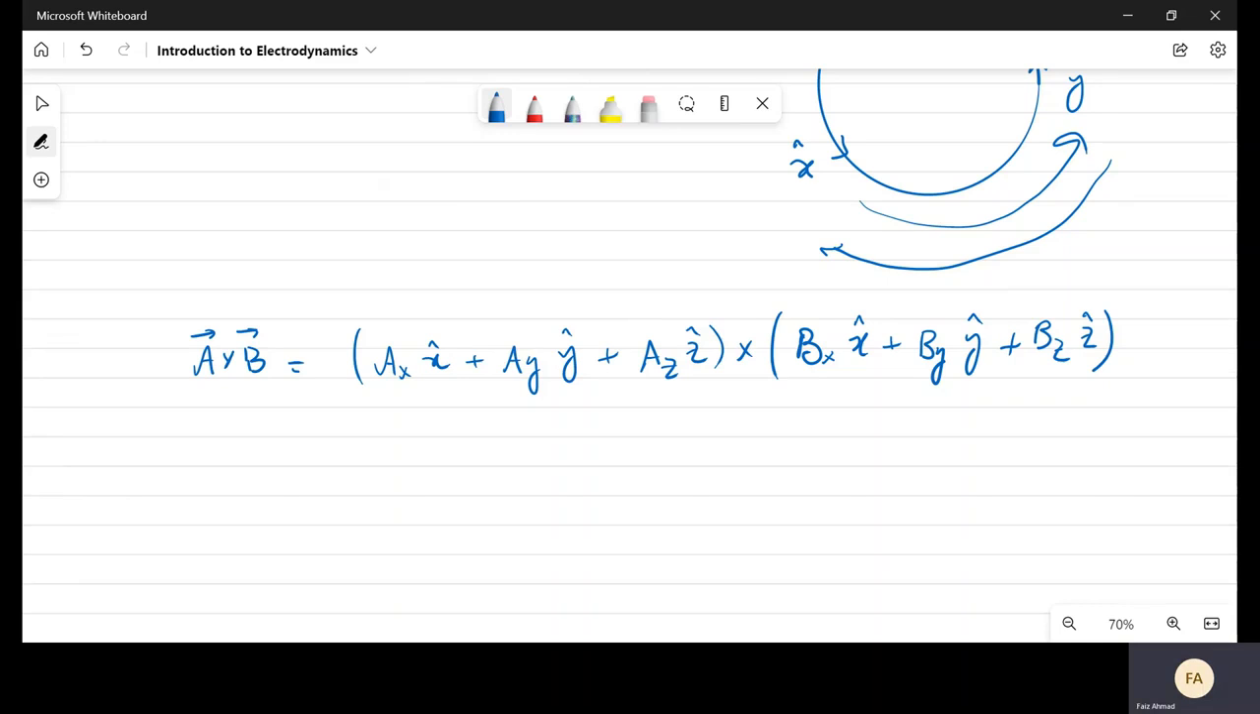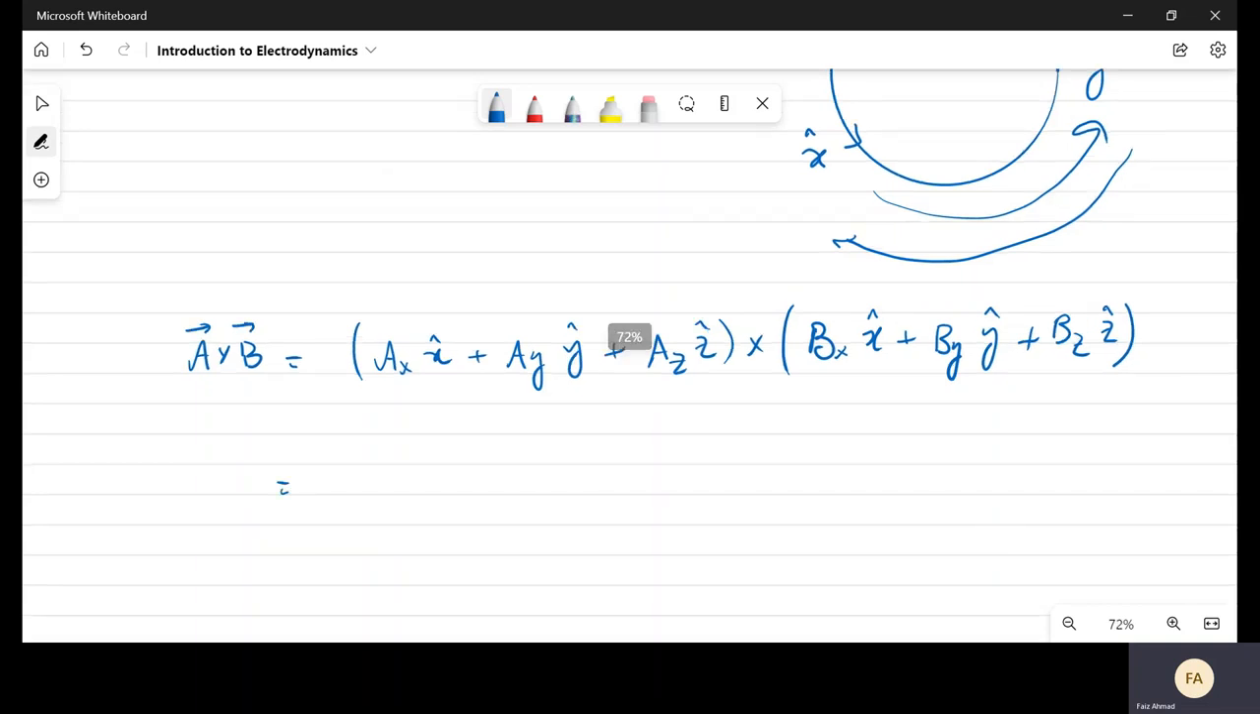If we take x cross x, it will become 0. x cross y will become z. x cross z will become y. So doing all the math, we will come up with something like this.